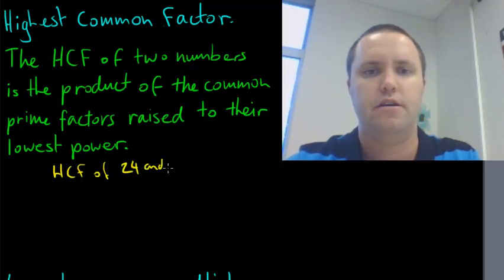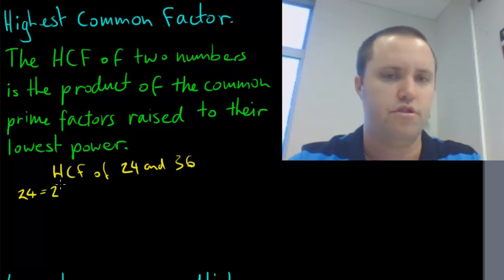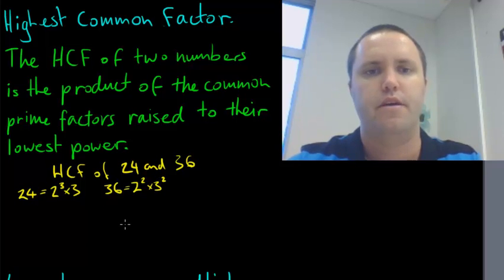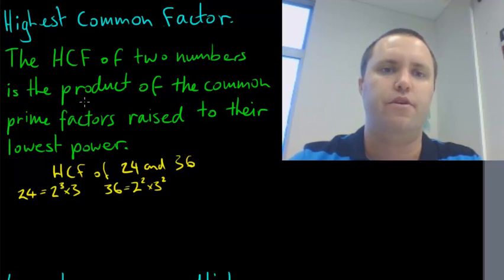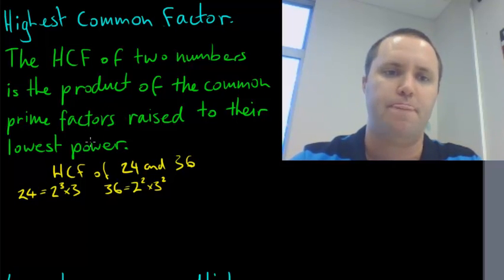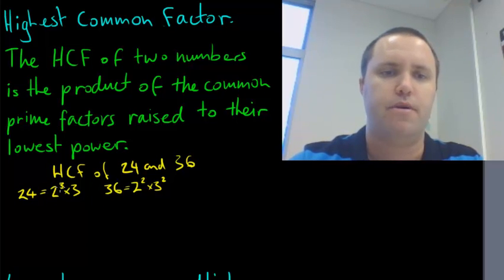24 and 36. Now, just up here before, I showed you that 24 is equal to 2 to the power of 3 times 3, and 36 is equal to 2 squared times 3 squared. Right, so we're looking for the product of the common prime factors raised to their lowest power. So we have 2 as a prime factor. So both of them have 2's, but one was raised to the power of 3, one's raised to the power of 2. So the lowest power is the 2 to the power of 2.